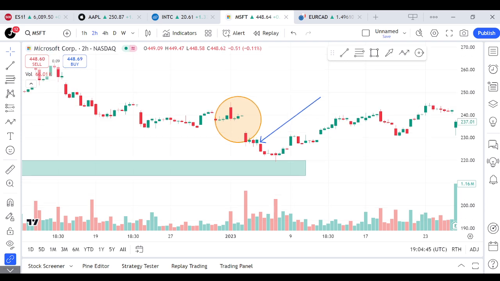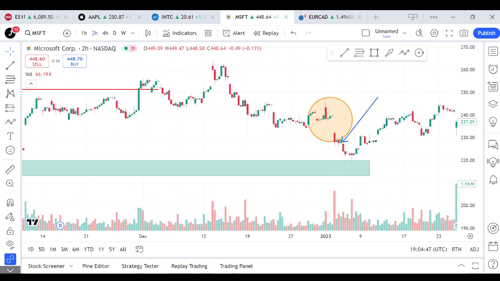Also, position sizing is critical for managing risk. Never risk more than 1 to 2% of your trading account on a single trade, regardless of how convincing the pattern appears. So calculate your position size based on the distance between your entry and stop loss.